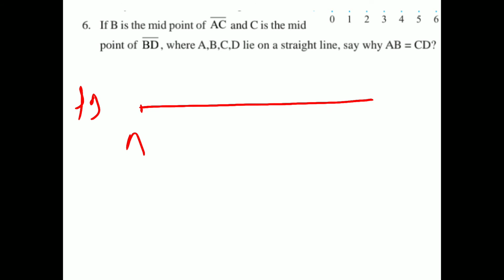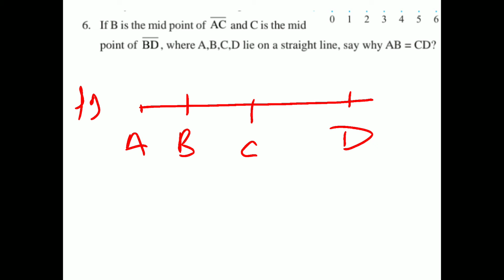A, C drawn, and B is the midpoint of it. Clear? Then they say C is the midpoint of BD. So now see, all these lines are in a straight line. Clear? Now you have to show AB is equal to CD.